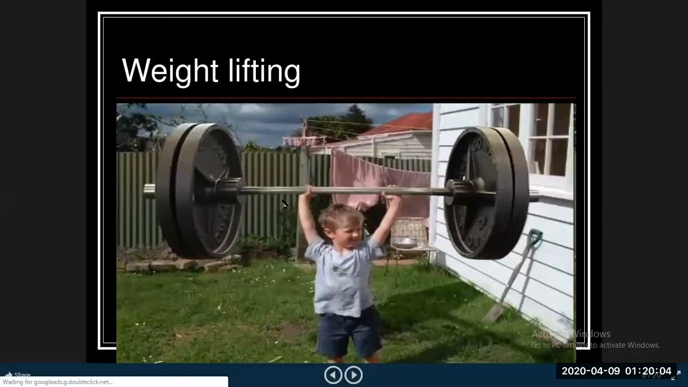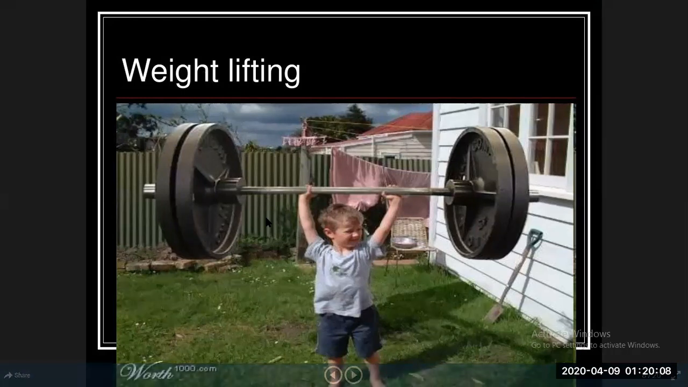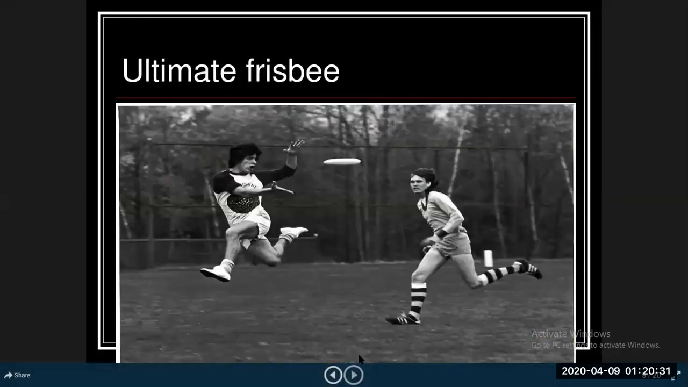Now here you see weightlifting. Here also force is applied. A weightlifter applies a muscular force, simply you can say contact force, and lifts up the weight. As you see in this picture, this child applies a muscular force and then lifts this object, this heavy weight.